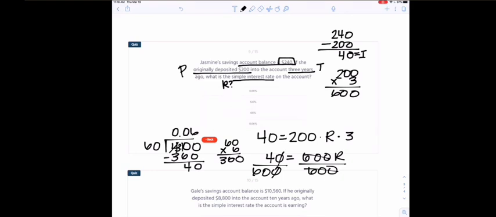0 minus 0 is 0. I have to borrow here. 10 minus 6 is 4. I'm going to add another 0 and bring it down. And guess what? I got another 400. So I'm going to put another 6 here. It's still going to subtract by 360. I'm still going to be left over with 40. And it keeps repeating itself. So we're going to stop here.